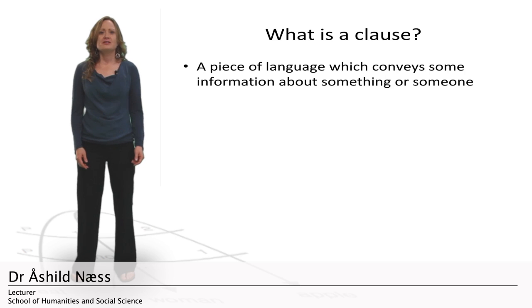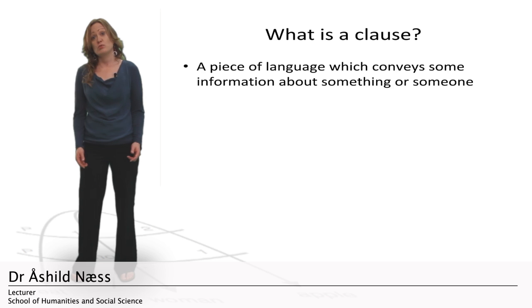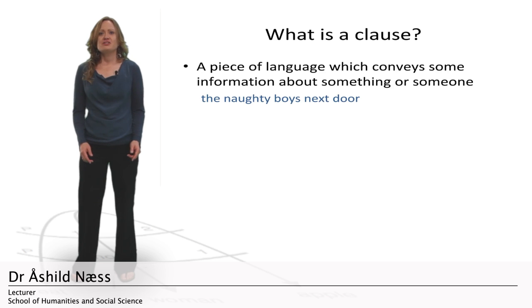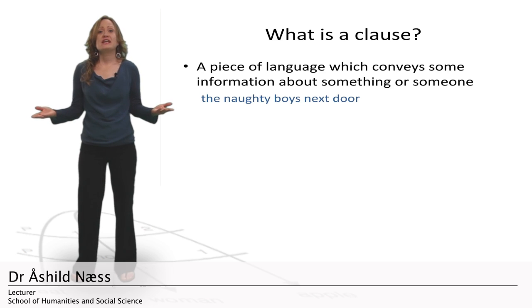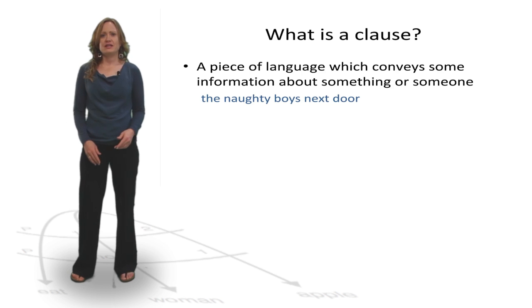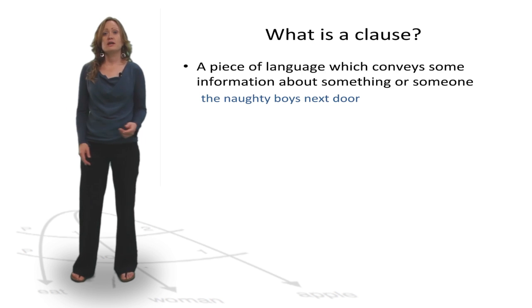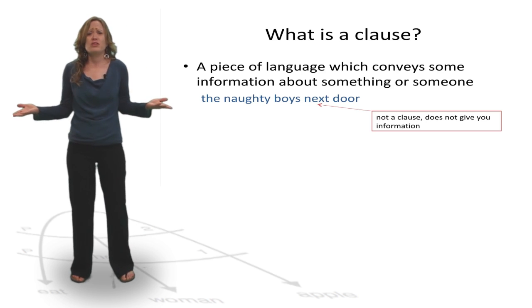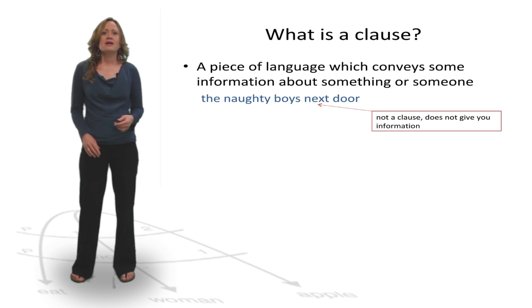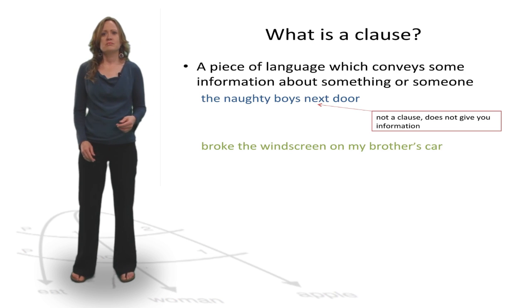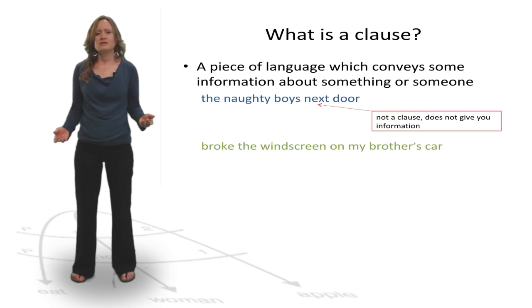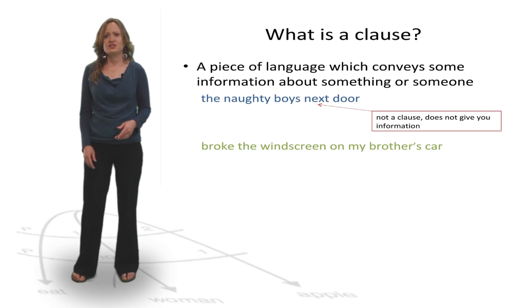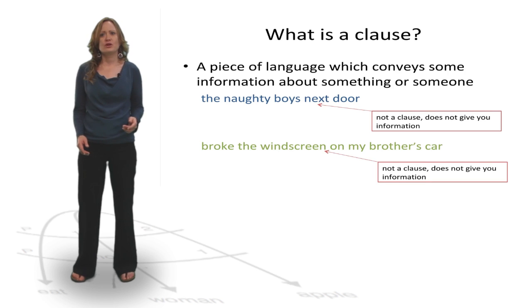A clause is a piece of language which conveys some information about something or someone. If I just say, the naughty boys next door, that doesn't give you any information about anything. You're likely to respond, well, what about the naughty boys? In the same way, if I just say, broke the windscreen on my brother's car, that isn't a complete piece of information either. You're not likely to feel you understand what happened. You'll want to know who broke the windscreen.